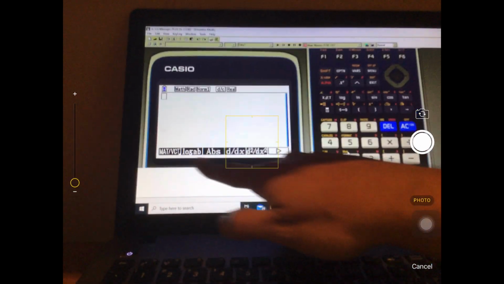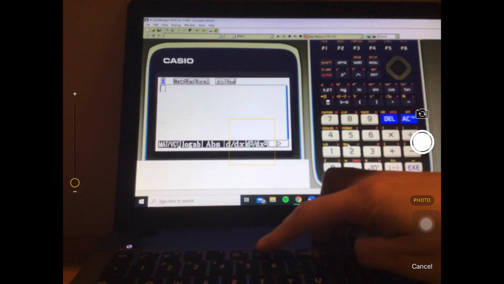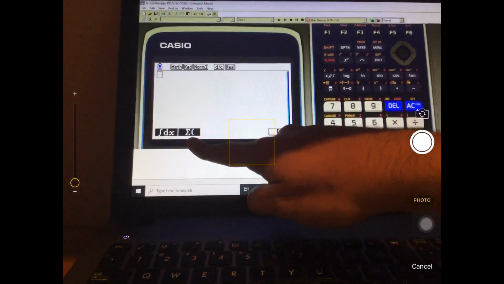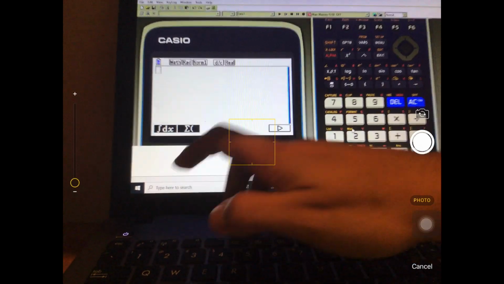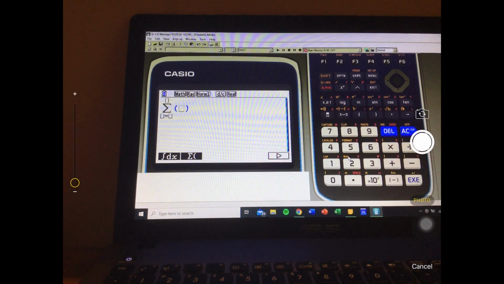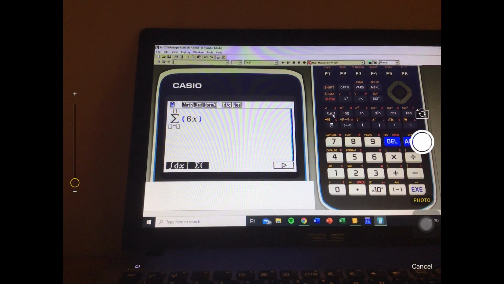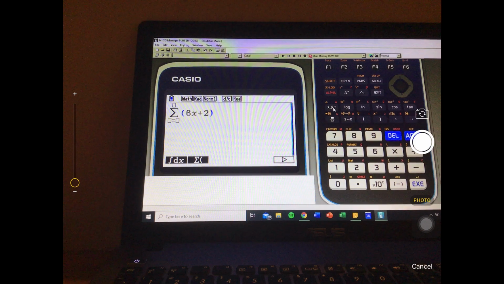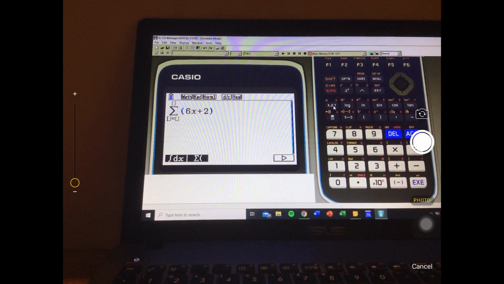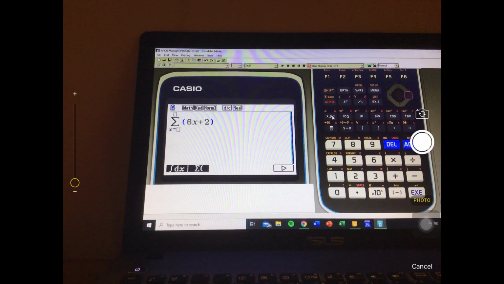Then we don't see the sigma notation here, so you're going to press the little arrow there, F6, and there you see the sigma notation, which is F2, right? So you click on F2 and you get the sigma notation. Inside this parenthesis, we're going to put the equation, which is 6x plus 2, right? And then we need to define the initiator, which in this case we want to be equal to 1, so x equals 1 because our variable is x.